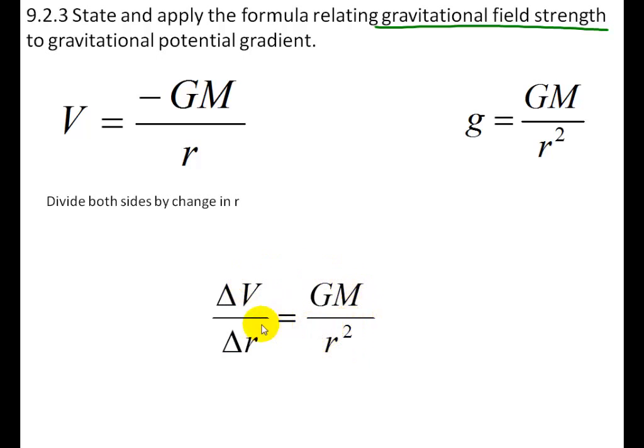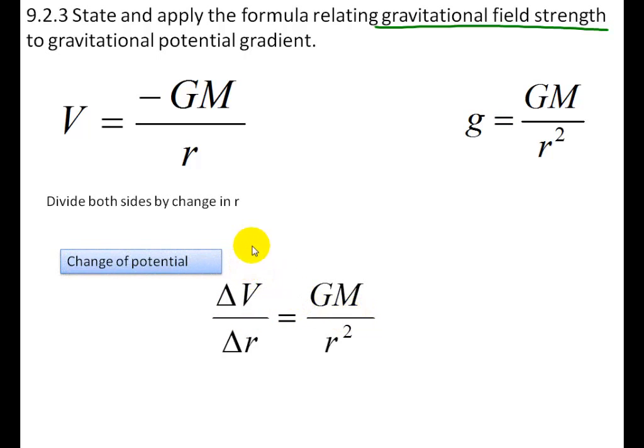So this is equal to the potential gradient. How anything changes with distance is the gradient. So this is the potential gradient, and it's equal to GM over r squared. The interesting thing is that you know that GM over r squared is equal to the gravitational field strength. So the potential gradient is equal to the gravitational field strength.